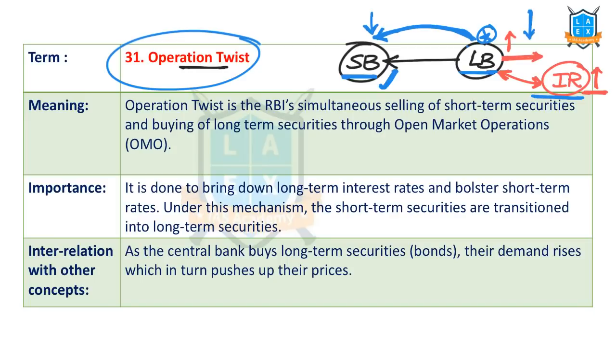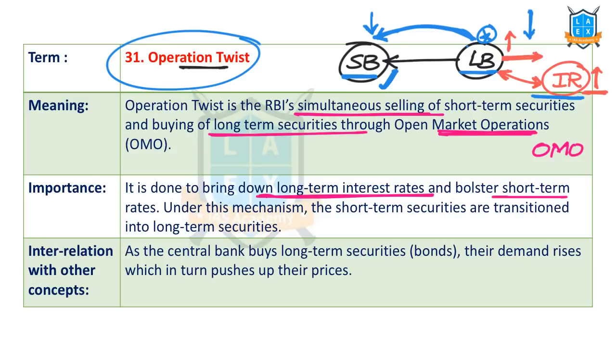Operation Twist, read it once. Simultaneous selling of short-term securities and buying the long-term securities through open market operations, OMOs. It is done to bring down the long-term interest rate and increase the short-term interest rate. Under this mechanism, short-term securities are transitioned into long-term securities. That's it. Central bank buys long-term and their demand rises and it increases the prices in the market. That way government through RBI is trying to increase the money supply.